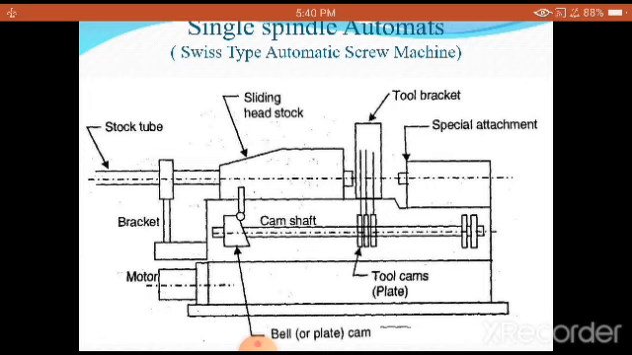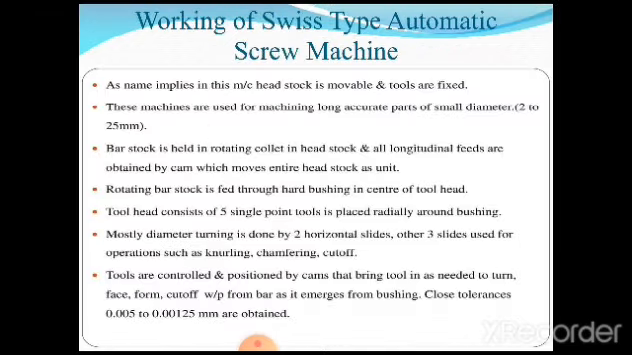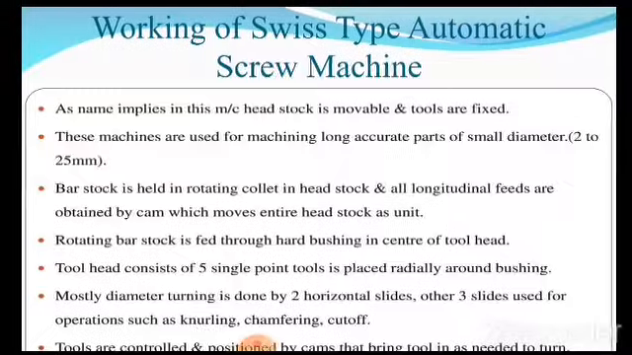These machines are used for machining long accurate parts of small diameters. Basically these machines are designed for machining diameters up to 25 millimeters. It consists of a sliding headstock, as I have told, with collet chuck. It is provided with the collet chuck, tool bracket, guide bush, bell cam, tool cams, and some special attachments which you are going to see on the sketch there. So let us understand this in detail now.